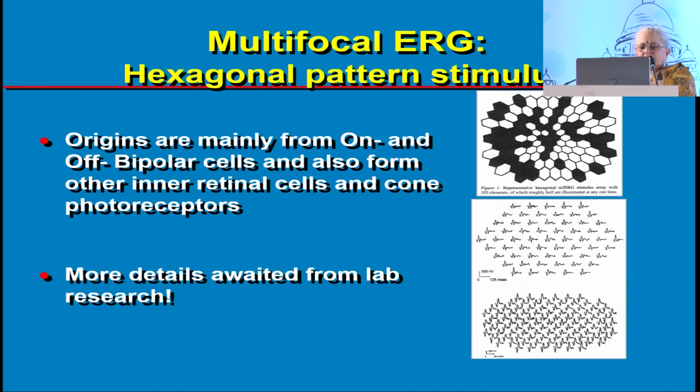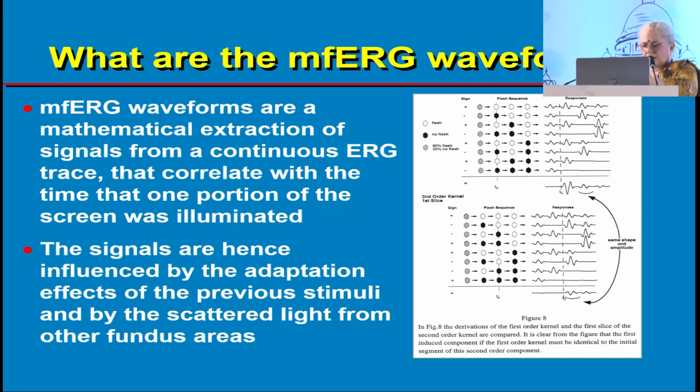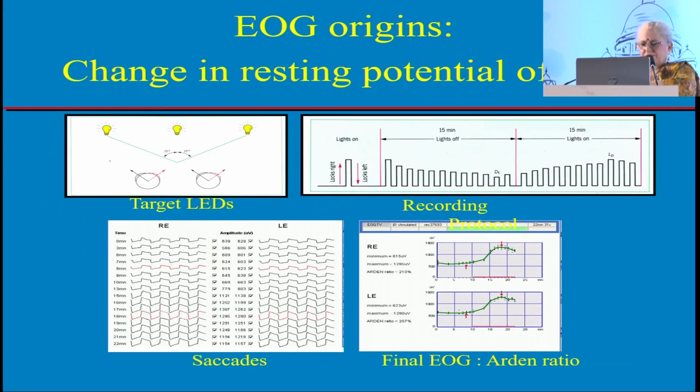Then we can also have multifocal ERGs, which come from the on and off bipolar cells of the retina, and also from the inner retina and from the cone cells. These waveforms are actually a mathematical extraction of signals from the continuous ERG trace, and that is how we get the responses. The EOG is a change in the resting potential of the RPE.